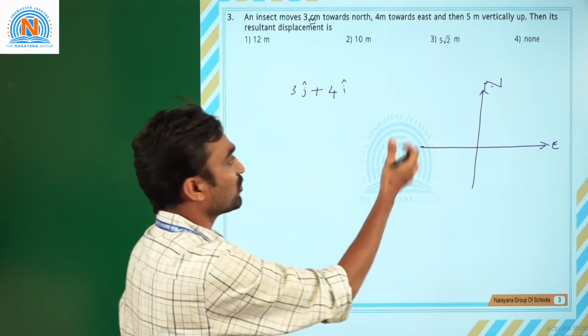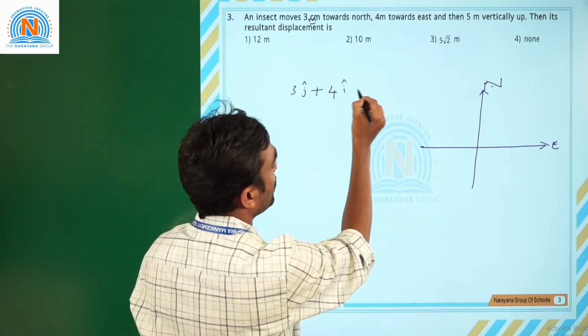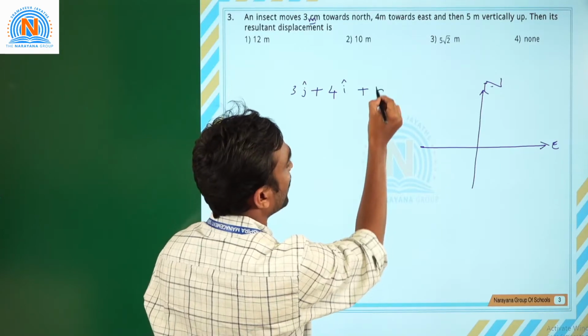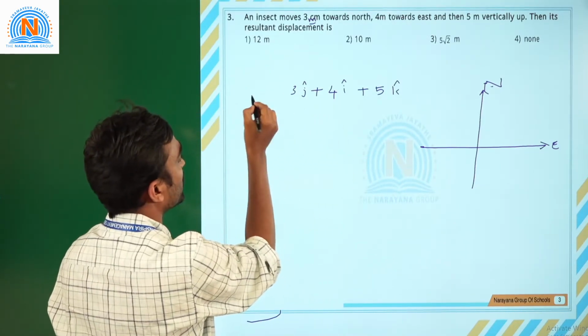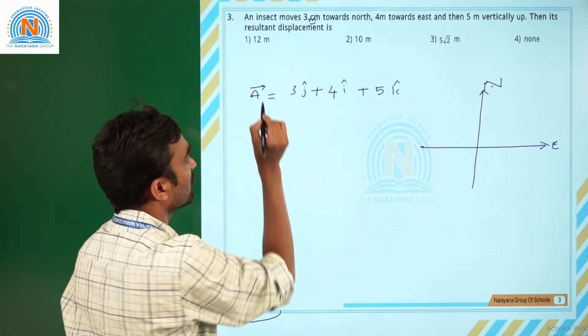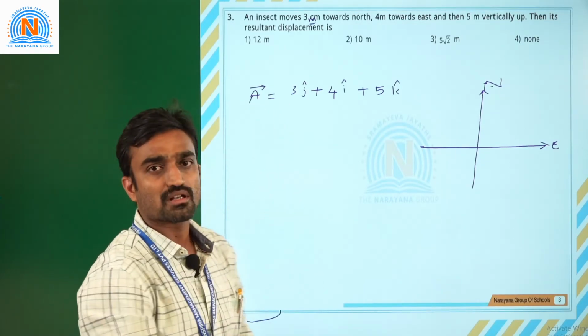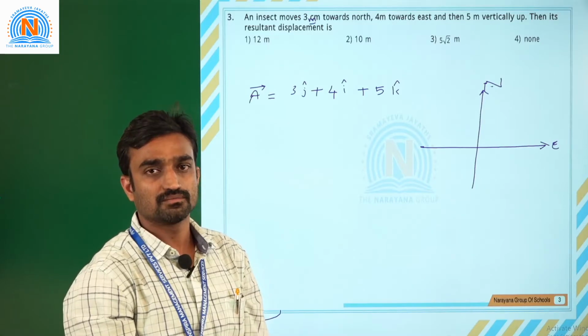Coming out of the board means it is along the z axis, which is represented as k cap. That is 5 k cap. So this is the vector representation, say some vector a bar. What is the resultant of this?